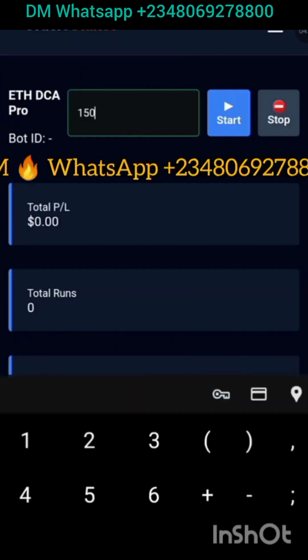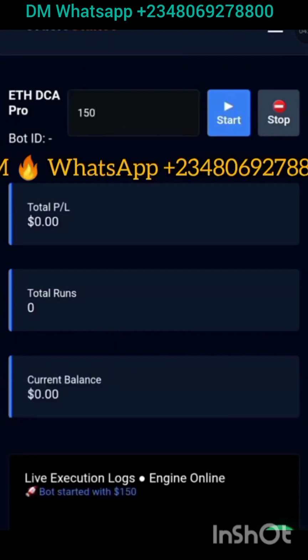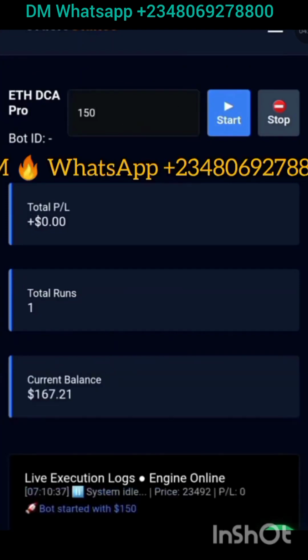We are going to start with 150 USDT. As you can see here, I have input 150. So I'm going to start the bot now.